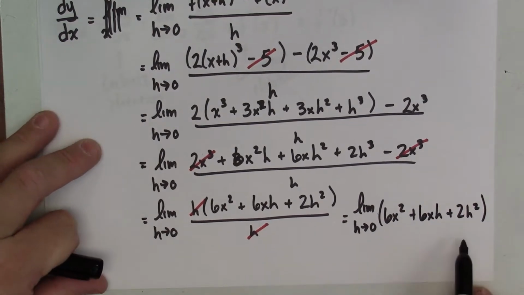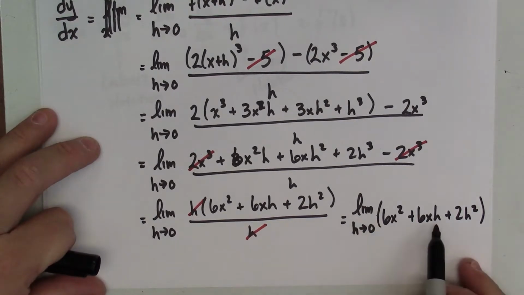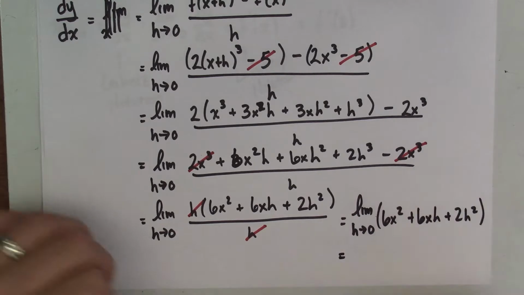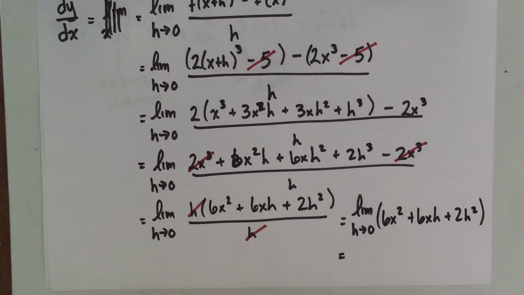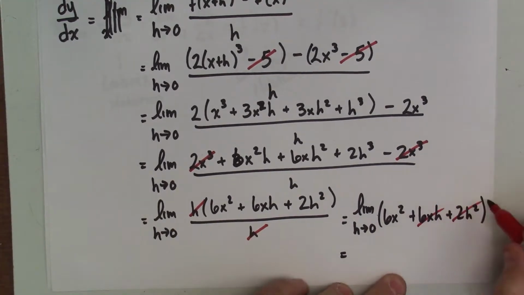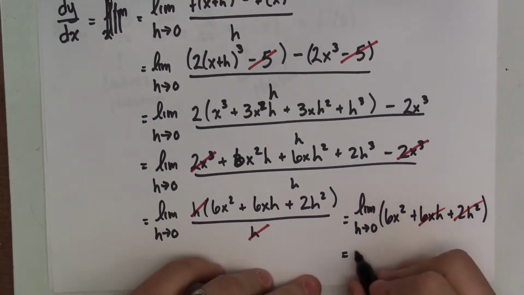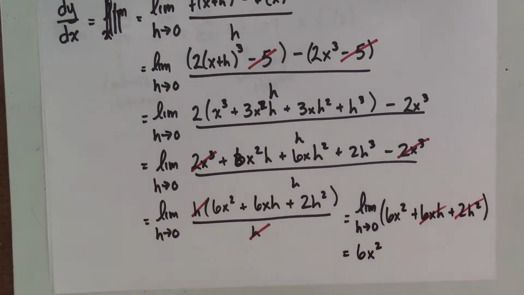Now, notice this. h goes to 0. I have no domain restrictions. I can just plug in that h is 0. Well, if h is 0, these two terms are 0, and I am only left with 6x squared.